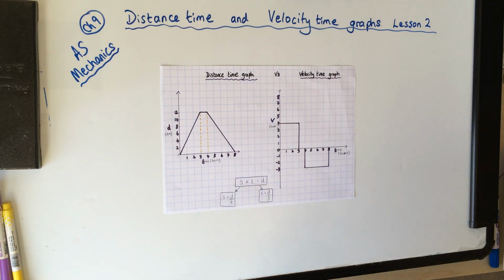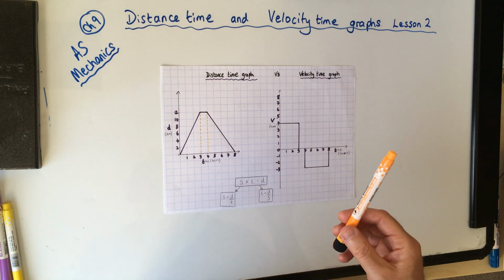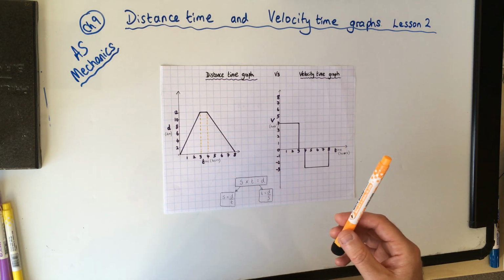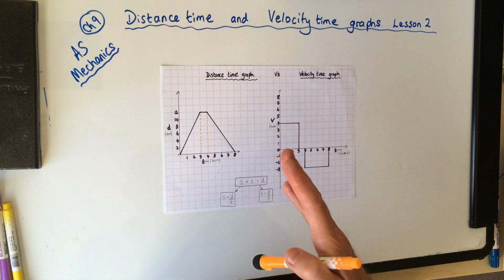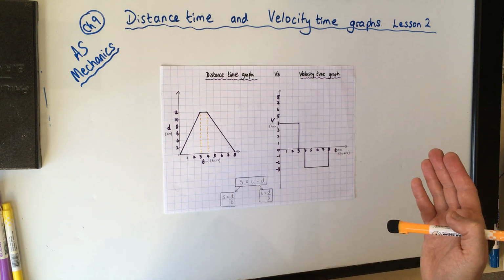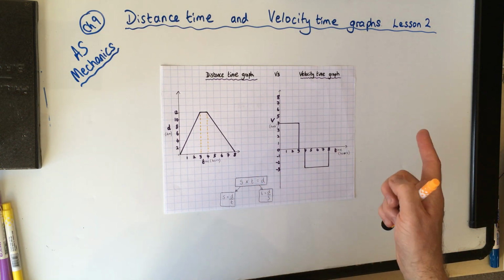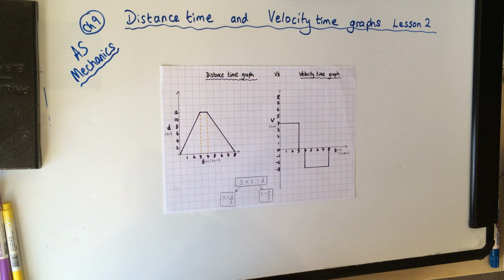Hello, welcome back. So this is lesson 2 of my AS Mechanics. I'm looking at chapter 9, the start of chapter 9, for Pearson AS Maths. It starts off looking at distance time graphs and velocity time graphs. So I'm going to look at the two today. This is going to cover exercises 9A and 9B. But I'm going to go through the two different types of graph with you.